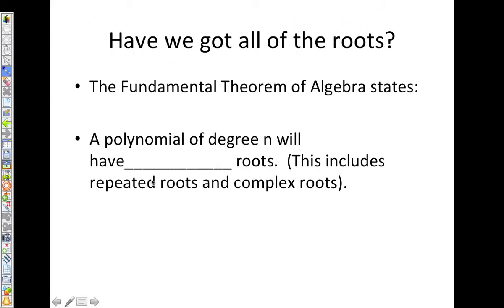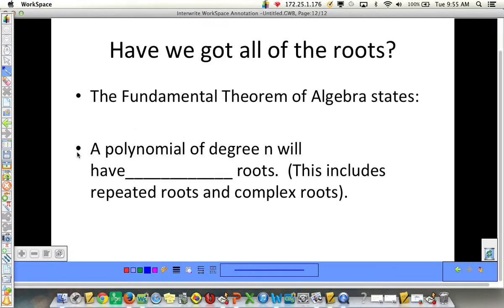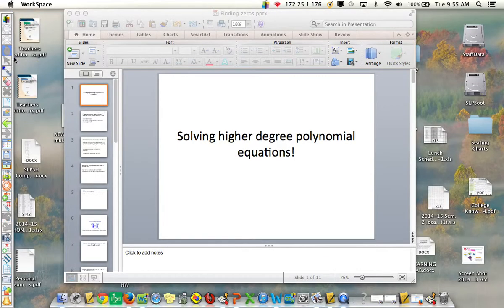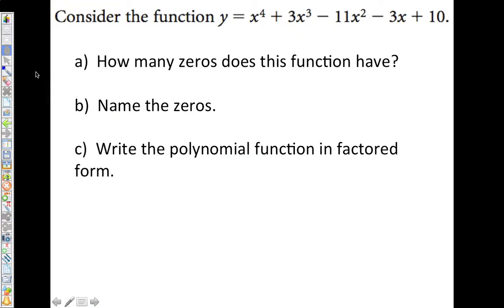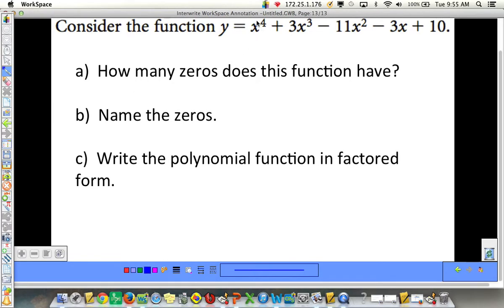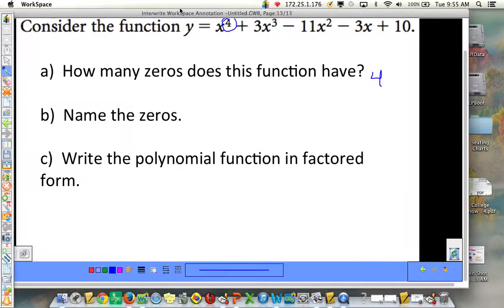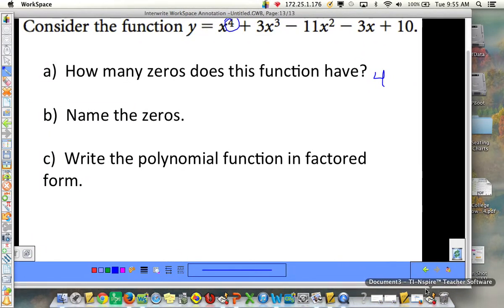And then here it says the fundamental theorem of algebra states this right here. A polynomial of degree n will have n roots. This includes the repeated roots and the complex roots, the imaginaries. So here, when I'm looking at this equation, my degree is 4, so I should have 4 zeros. That's what the fundamental theorem says. Name the zeros. If they don't give me anything, you have to go to your graphing calculator, type it in, and look for those zeros. I'm going to let you do that one on your own.